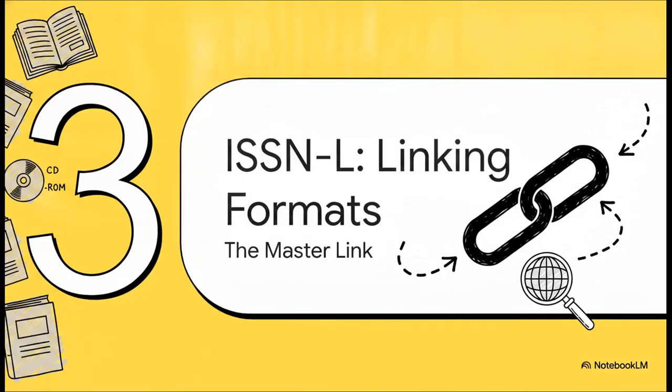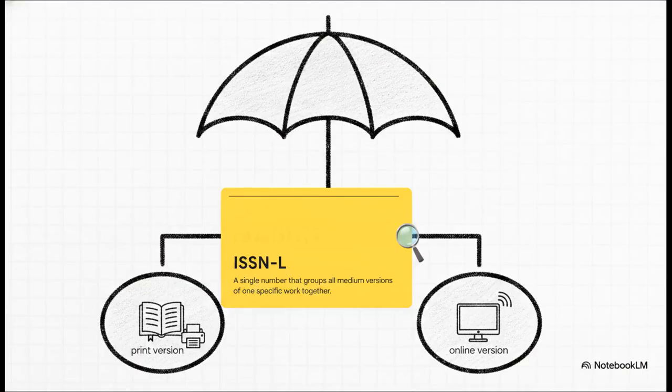Section 3. ISSN-L linking formats. The master link. If our journal has 2 different codes, and hey, maybe even a third if it was published on a CD-ROM back in the 90s, how do catalogers actually know they belong to the exact same journal? Enter the ISSN-L. The ISSN-L stands for Linking ISSN. This was introduced back in 2007 specifically to solve our multi-format problem. It is a single number chosen to group together all the medium versions of one specific work.